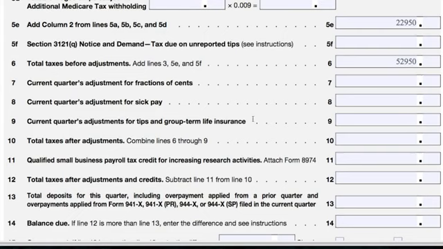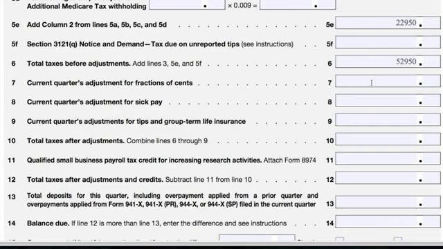Lines 7 to 9 are for positive or negative adjustments that you might have to make to the amount of taxes that you owe. Adjustments that reduce the amount of taxes should be indicated with a minus sign or parentheses. Fractions of cents is sometimes needed as an adjustment because of rounding in your payroll system.